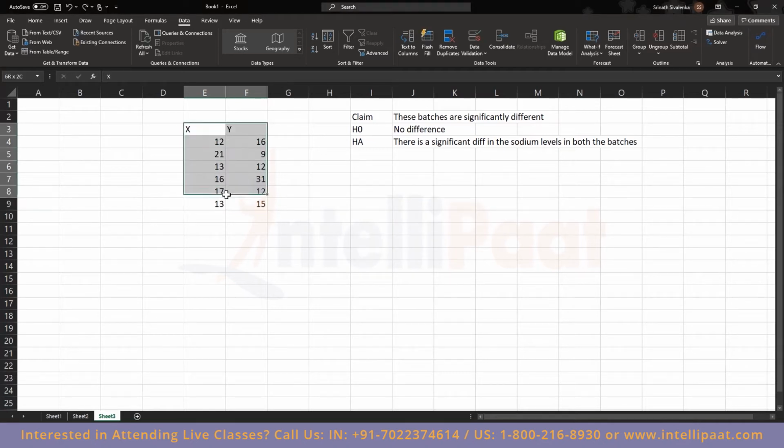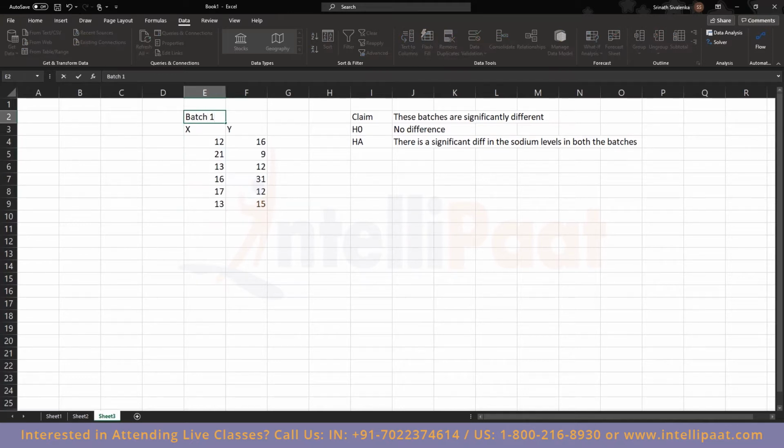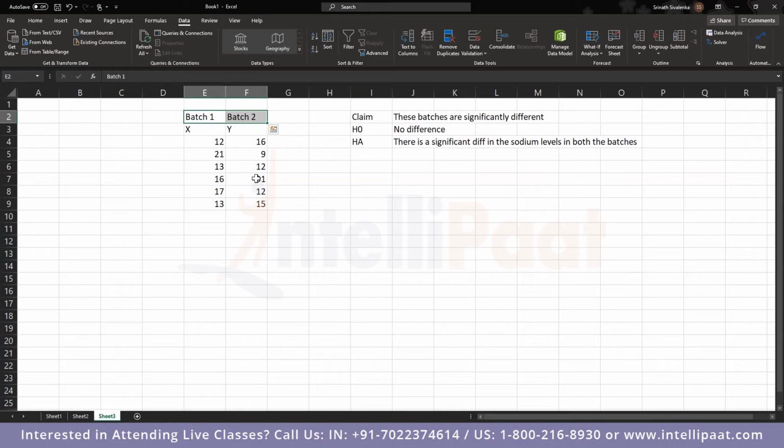What kind of a test is this? Let's say batch one and batch two. What kind of a test are we talking about over here? Is it a paired sample t-test, or is it a two sample t-test? What kind of a t-test is this? It's a two sample t-test. Spot on, correct? It's a two sample t-test because there is no dependency between these two samples.